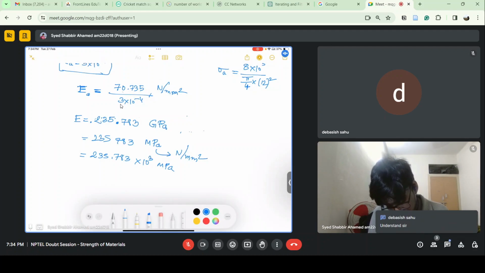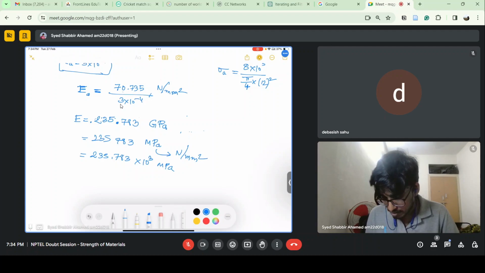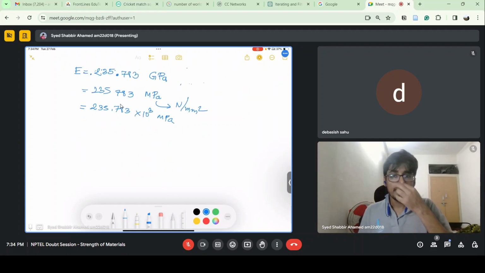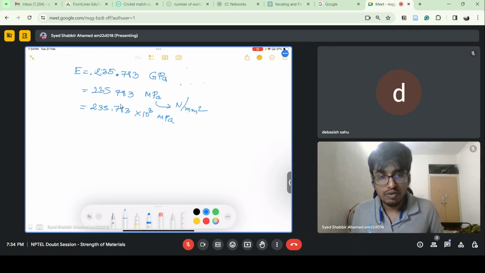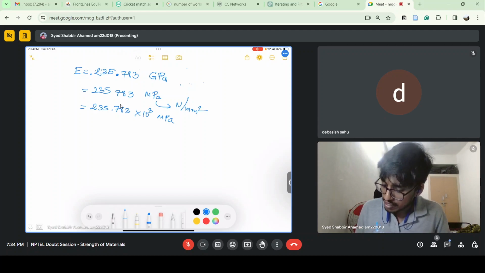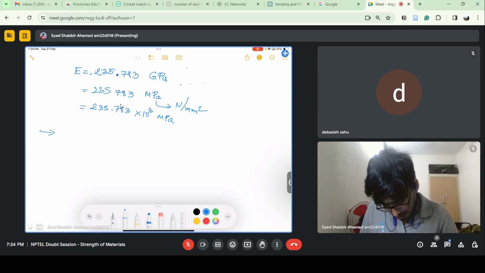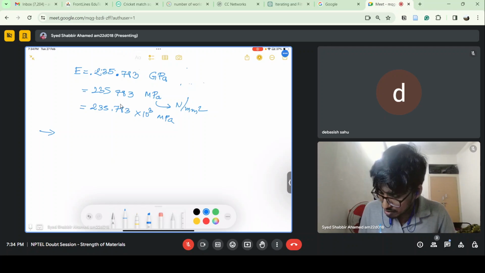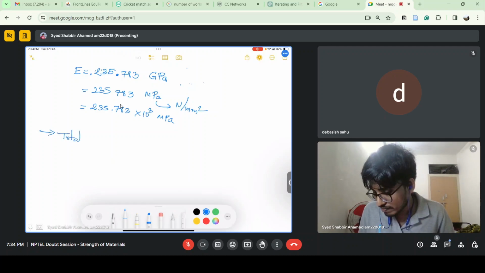So this is how we calculate the Young's modulus, the rough estimate. If you know the load, you have to calculate the stress. If you know the elongation, you have to calculate the strain. Then you divide the stress by strain, you get the Young's modulus. And then we have to finally calculate the total elongation percentage.